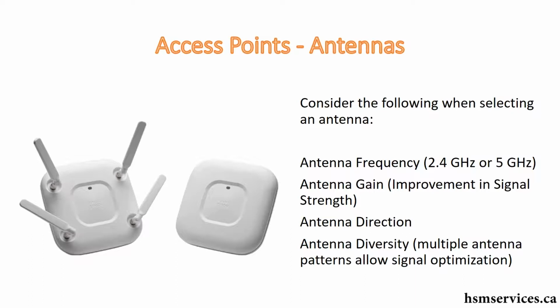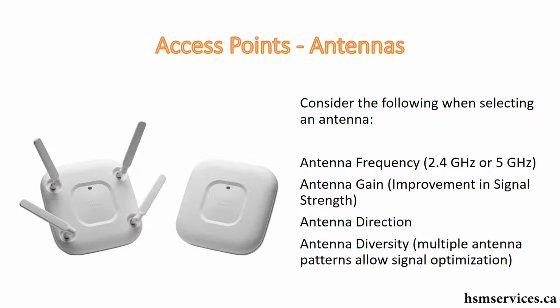So there are some things you need to consider when selecting an antenna. First of all, the frequency of the antenna. Is it going to be 2.4 gigahertz or 5 gigahertz? You might have to buy multiple antennas to accommodate the multiple frequencies. The second thing is the gain on the antenna. By how many decibels is your signal strength going to improve? The third thing is the direction. And the direction is important because different antennas have different shapes, and therefore they can point the signal at different areas of the room or the building, depending on the solution that you're trying to achieve. And then, of course, diversity says that you can have different antenna patterns, and that can give you the ability to optimize your signal.